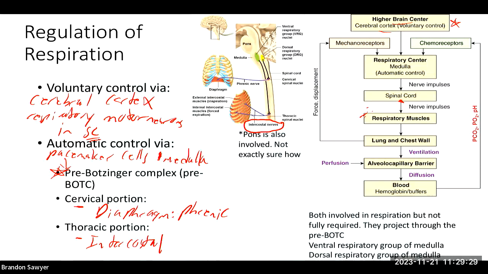Okay, so we see two different portions of the medulla here. There's the ventral respiratory group here, and then the dorsal respiratory group here. Both of those are going to then communicate back either to the phrenic nerve origination site here, or these intercostal nerve origination sites down there.